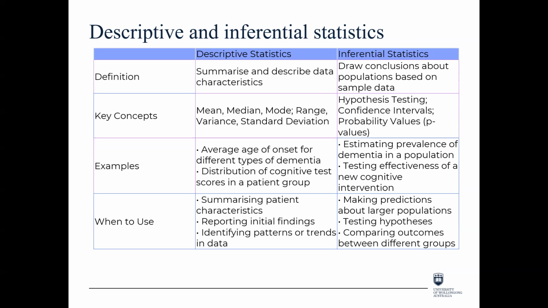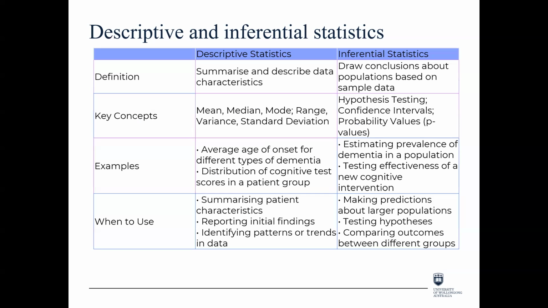The examples are the average age of onset of different types of dementia, or the distribution of cognitive test scores in a patient group. And when do you use descriptive statistics? You use them to summarize patient characteristics, report initial findings, and identify patterns or trends in the data.